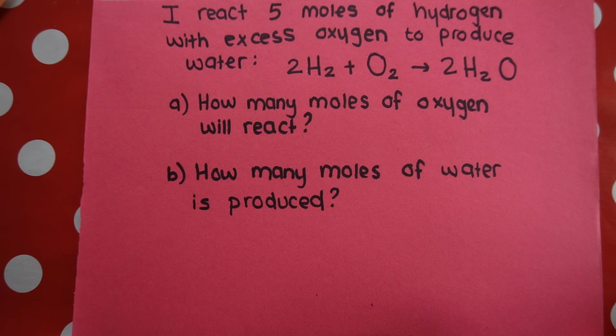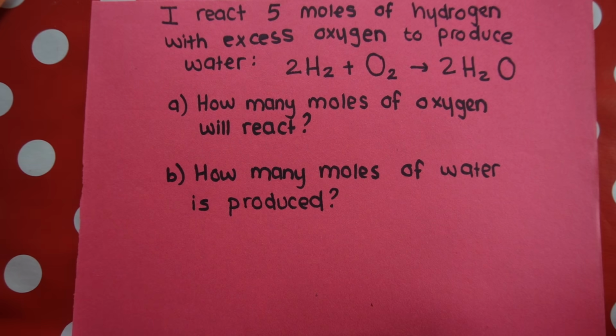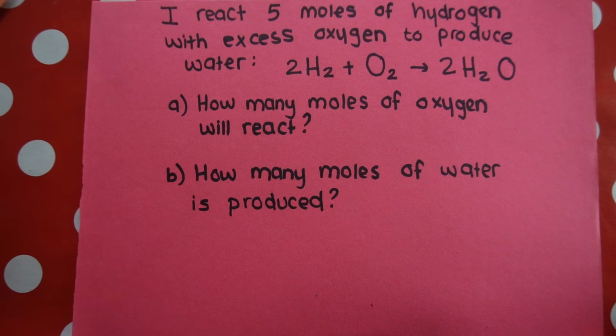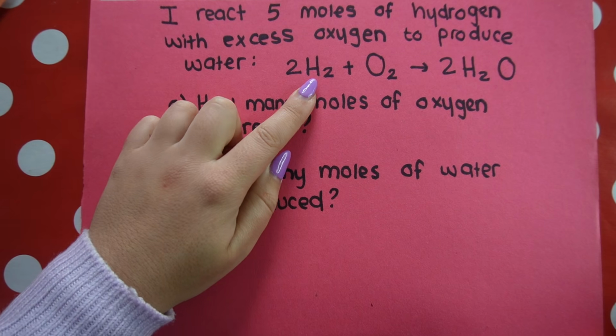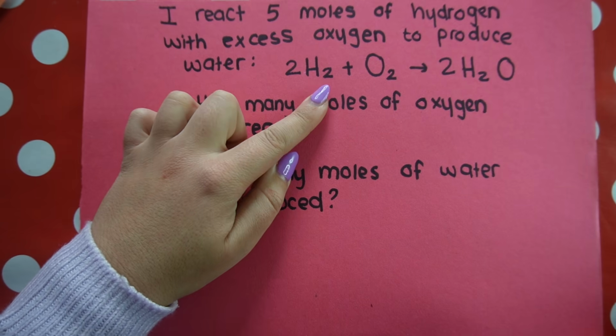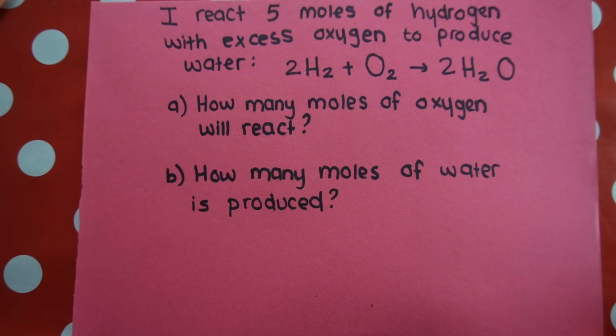Now, if you read the question carefully, it says that there's excess oxygen. So you might be thinking, why are we calculating how many moles of oxygen will react if you are mentioning that there's excess oxygen? Excess oxygen just means that there will be enough in order for the reaction to run to completion. That means that there will not be enough hydrogen. What that means is that hydrogen will run out first. It's our limiting reagent. But there will be enough oxygen to react with all of our hydrogen. This means that there will be some oxygen left over at the end.